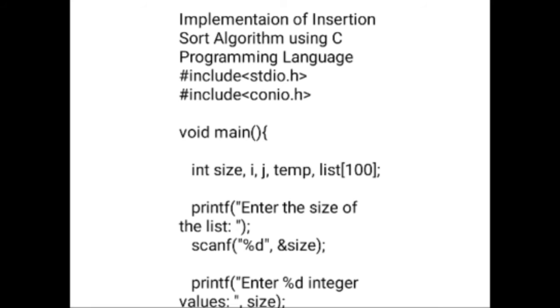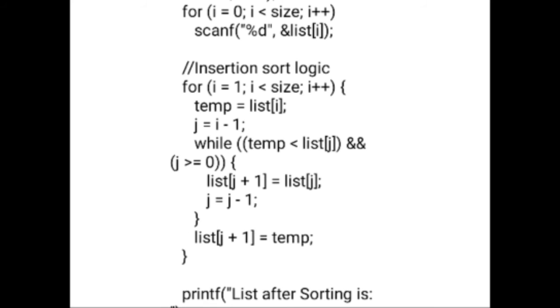Printf enter the size of the list. Scanf percent d and size. Printf enter percent d integer values. For i equal to 0, i less than size, and increment i. Scanf percent d and list of i.